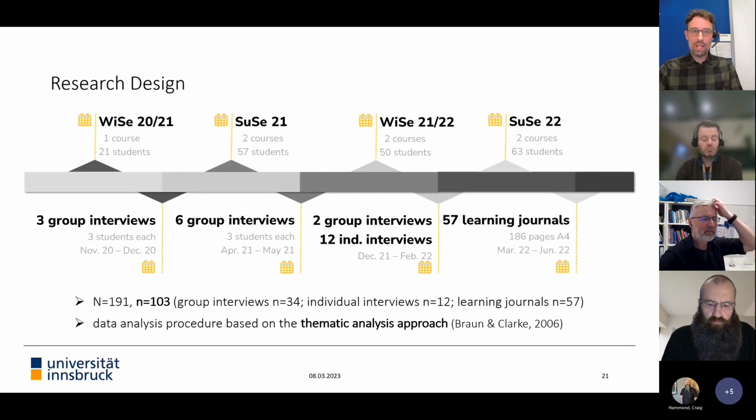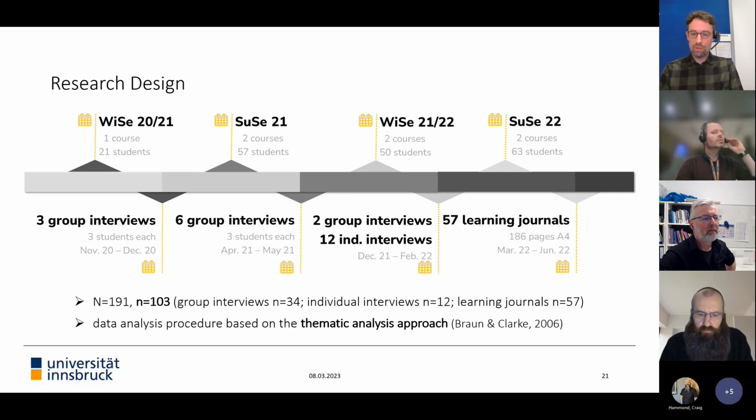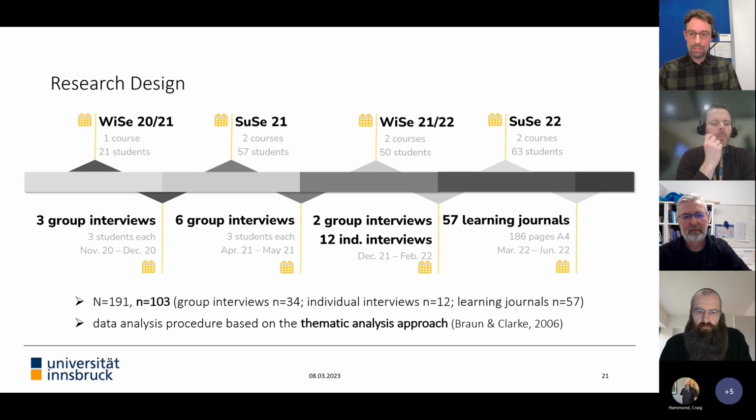So what's the research design about? Just really briefly, as I said, it's still work in progress. We are now in the analysis phase, so we are just analyzing data. And as you see, we started with collecting data in winter semester 2020-2021. It's the semester when this learning analytics application was implemented, so we started from the beginning.